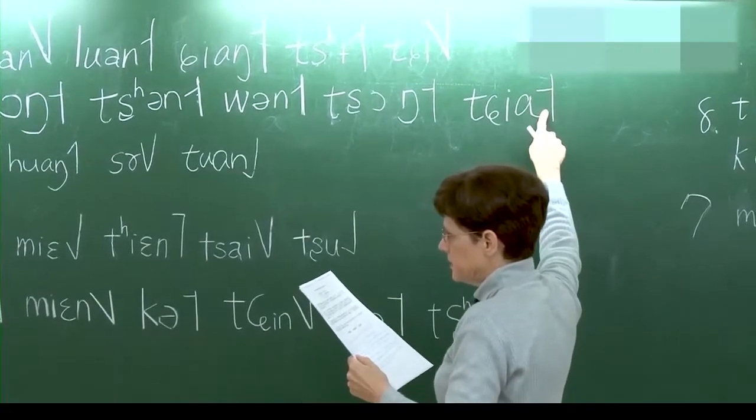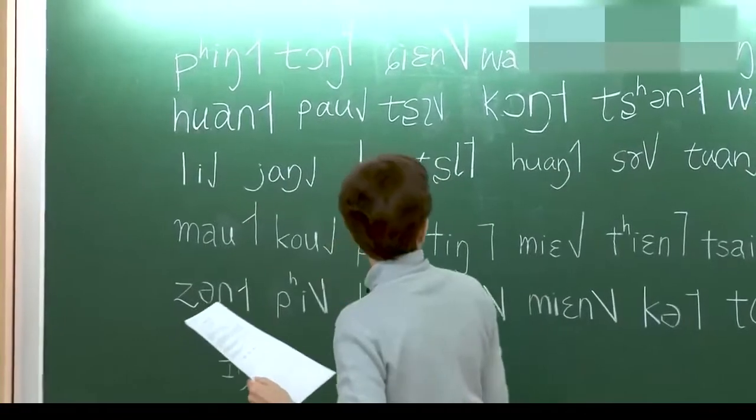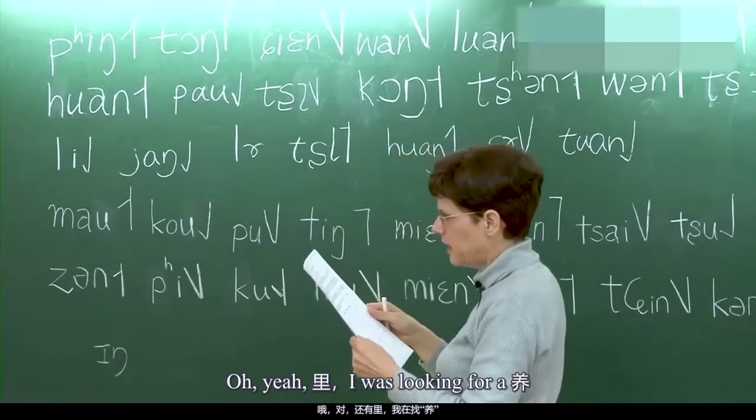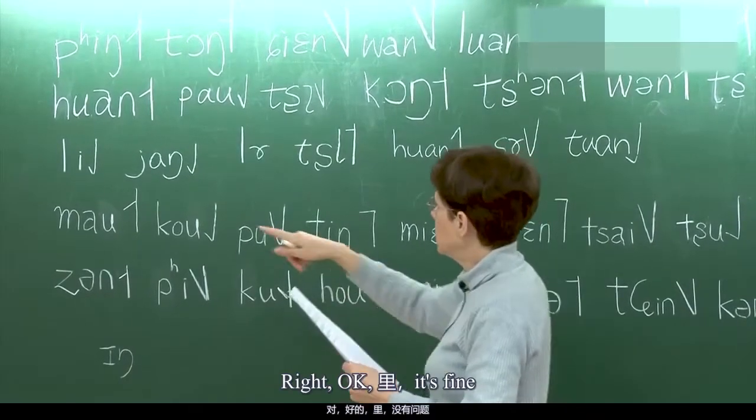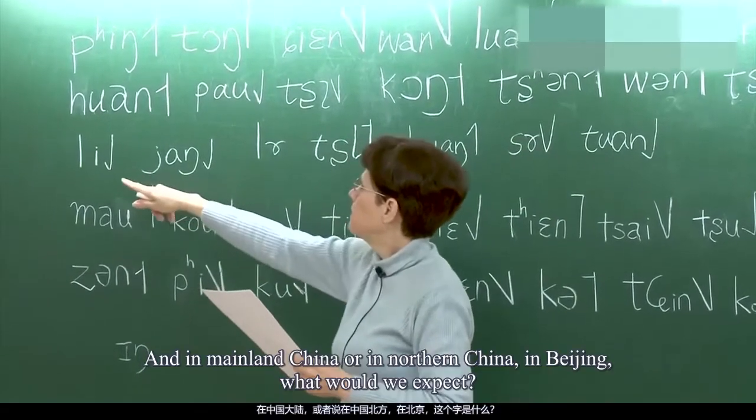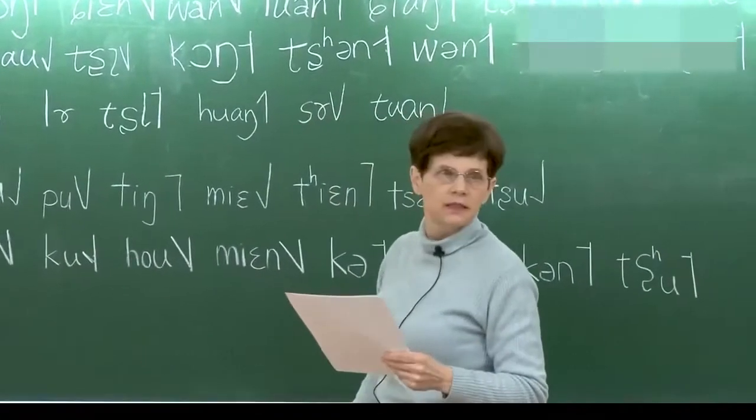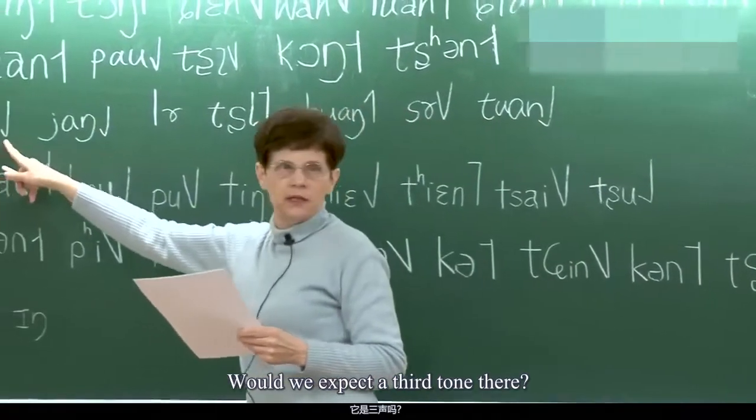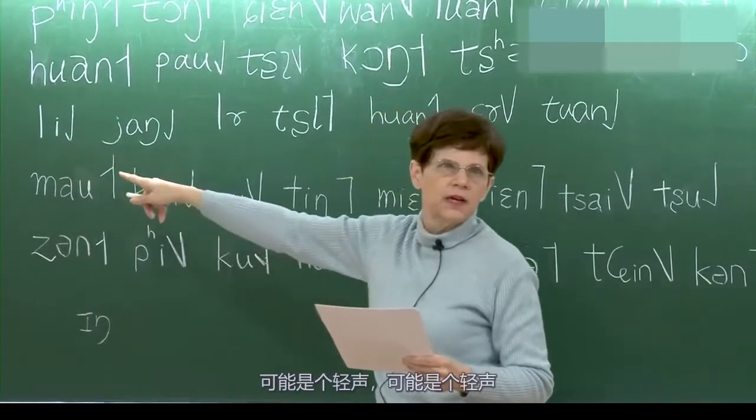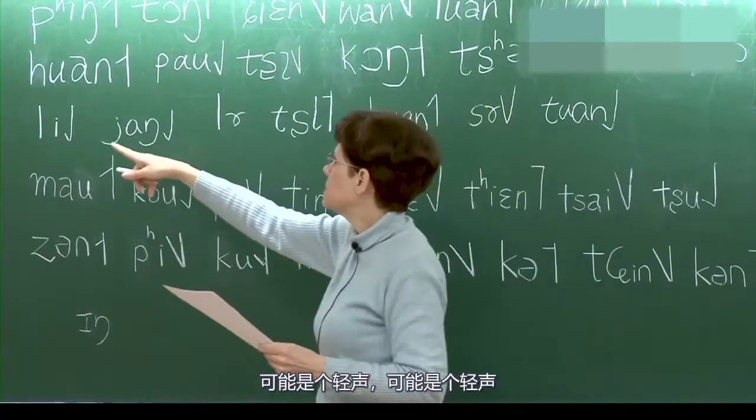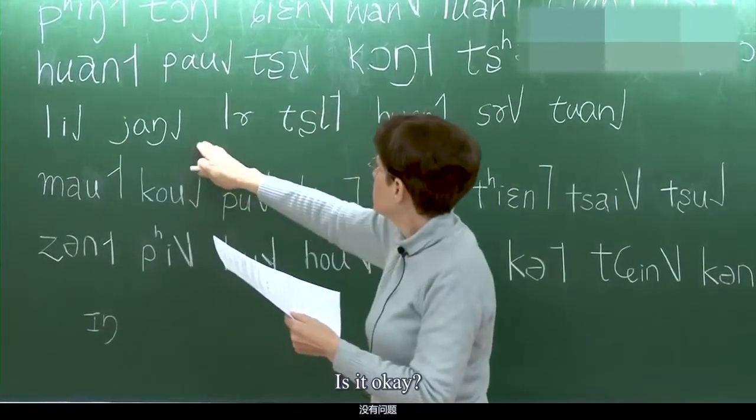What's next? Jia. Oh, yeah, Li. I was looking for yang. I guess there's a Li, isn't there? Just a sec. Right. Okay, Li is fine. And in mainland China, or northern China and Beijing, what would we expect? Would we expect a third tone there? 可能是个轻声. But we don't have it. We've got a third tone. And then yang. Is okay?